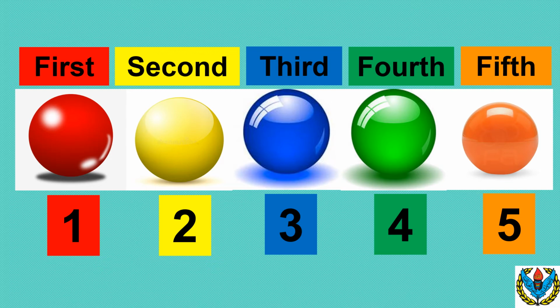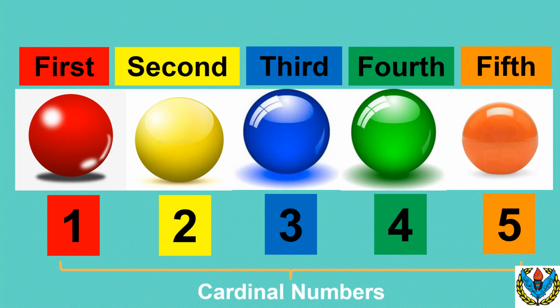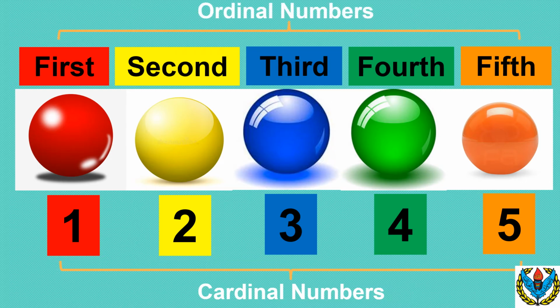Hope you understand the concept of cardinal numbers and ordinal numbers. All of the numbers that are written like 1, 2, 3, 4, 5 are cardinal numbers. And the numbers that show the position, like first, second, third, fourth and fifth, are called ordinal numbers.